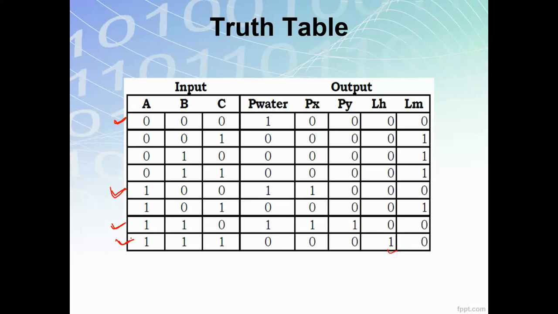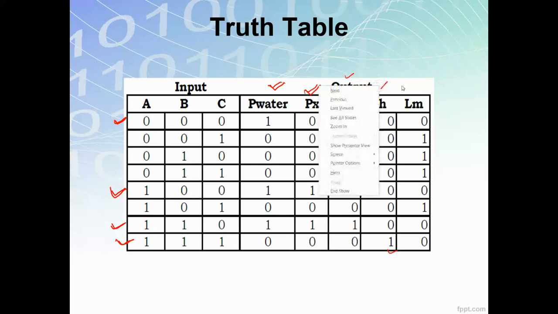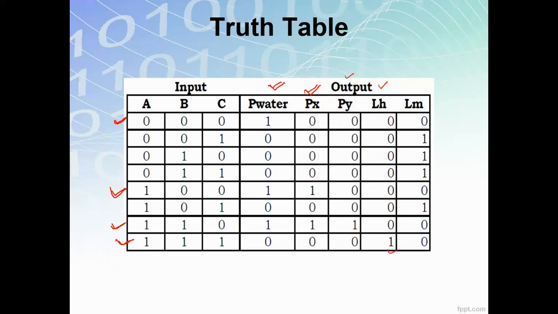Okay, so now you have the inputs, okay, and also the outputs of the truth table. From here, okay, you can generate the expression based on the output for each of the output. So as a P water output, PX output, PY output, okay, the green light output, okay, and the red light output. Okay, alright. This is how you design the truth table.